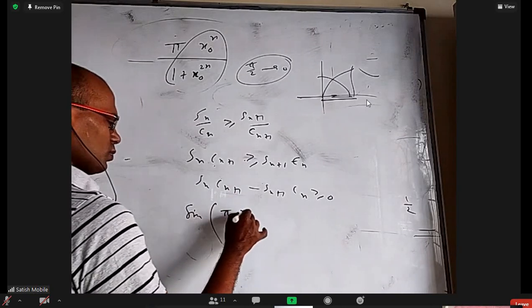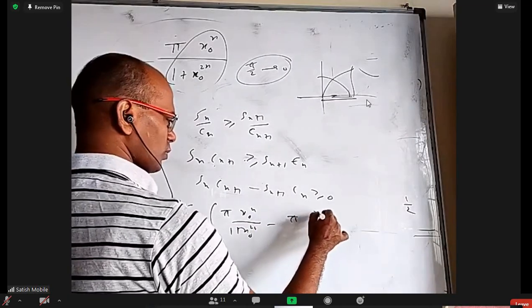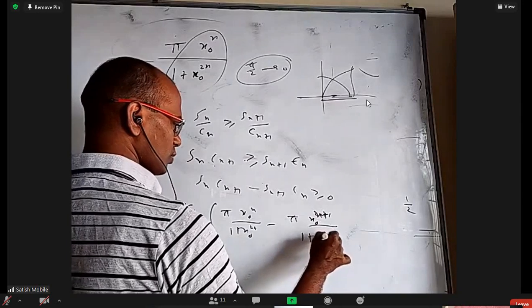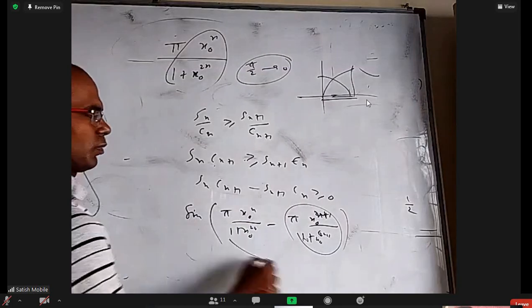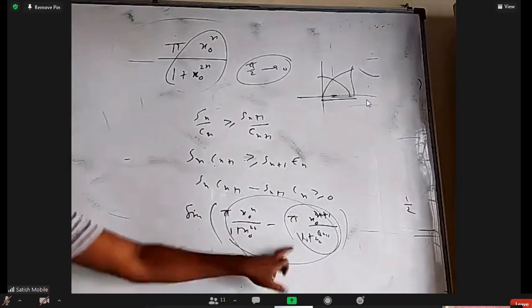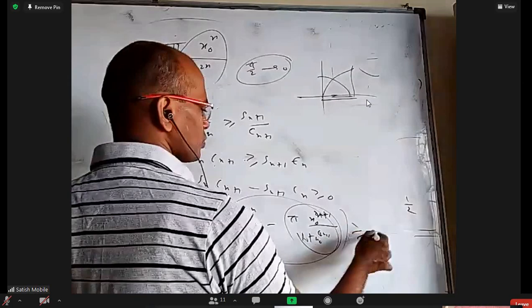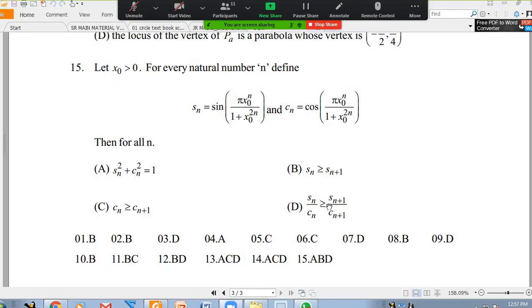That is, pi into x naught power n by 1 plus x naught power 2n, minus pi into x naught power n plus 1 by 1 plus x naught power 2n plus 2. We already proved how this angle is less than this. So this is a positive acute angle. Of two acute angles, this is bigger than this, so the difference is also a positive acute angle, and the sine of that will be positive, greater than or equal to 0. If this is true, all the way back, it is true. Is that done? Yes.